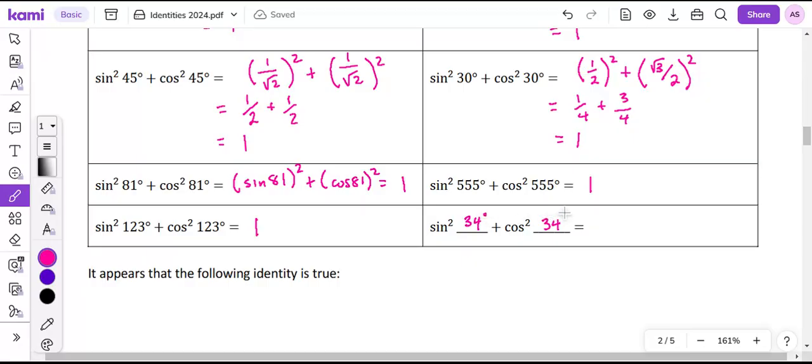But if you do sine 34 degrees, cosine 34 degrees, it's going to give you 1. I think, have I convinced you guys? Do we need to do more calculator work? You guys convinced it's equal to 1?